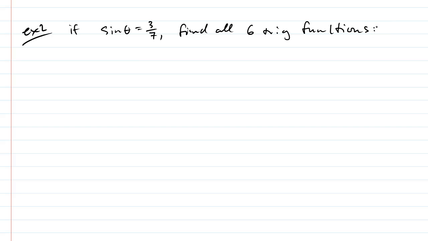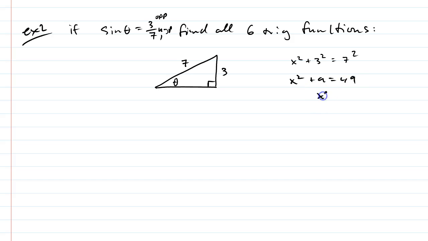Okay, so what are they giving us? They're giving us, right here, opposite over hypotenuse. So I'm going to draw a triangle here. Opposite of theta, we can just write 3 here. The hypotenuse is 7. And so using this triangle, we can actually find our adjacent. We just have to do x squared plus 3 squared equals 7 squared. We're doing Pythagorean theorem. Okay, so x squared equals 40. X is really the square root of 40.